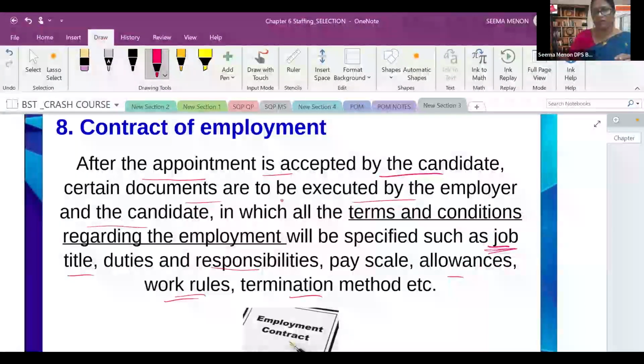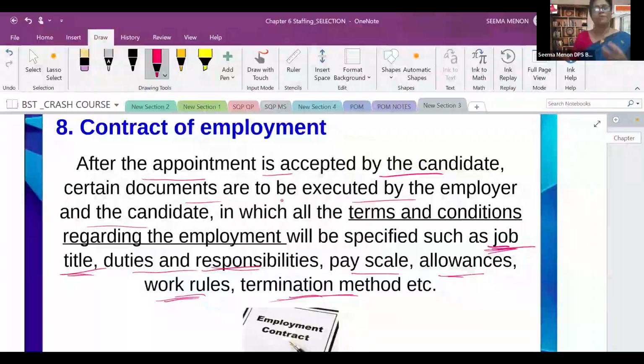His job title also will be mentioned. What are the things to be mentioned? Job title. What is job title? Designation, as manager, as executive, office executive, senior assistant, general manager, whatever it may be. Then duties and responsibilities. What are the work areas they have to handle? Pay scale, their payment details, allowances, other benefits and perquisites, work rules, the timing and the leave policy, to whom they have to report, etc.